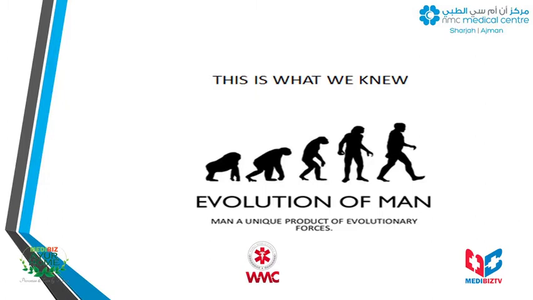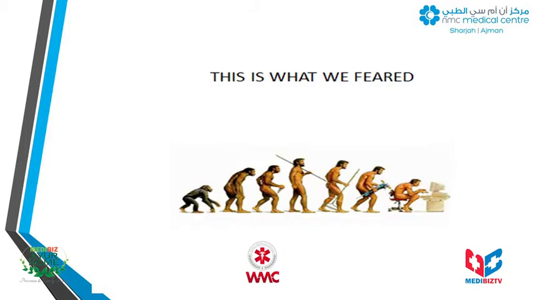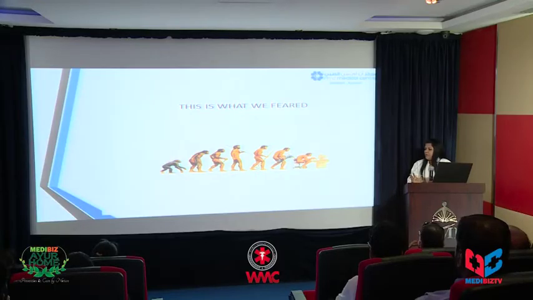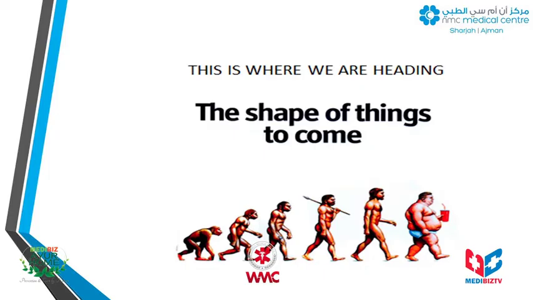So now, coming to the evolution of man, see, this is what we knew. We developed like this. So now, this is what we have feared because of the urbanization. We are all having a sedentary lifestyle, loss of physical activity. We have become like this. Next, because of obesity, this is what we will be in future accepting. We have no other go.